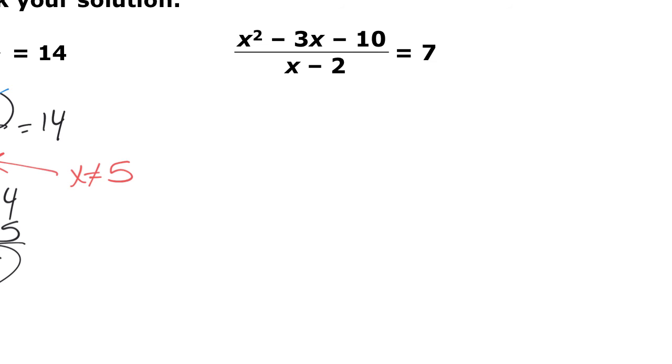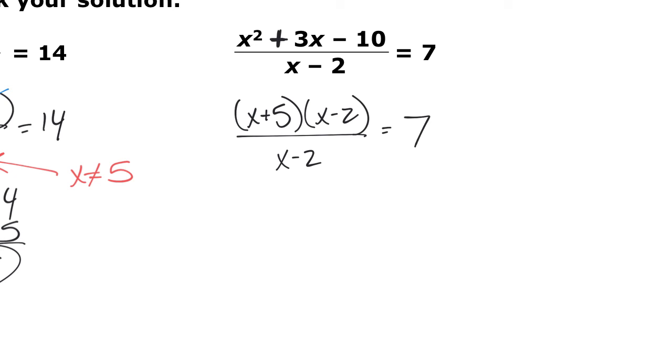Before you start solving this one, there is a typo here. This should be a plus 3x. So when I solve this, I got rid of my x minus 2 factor. I end up with x plus 5 equals 7. So that means x equals 2.